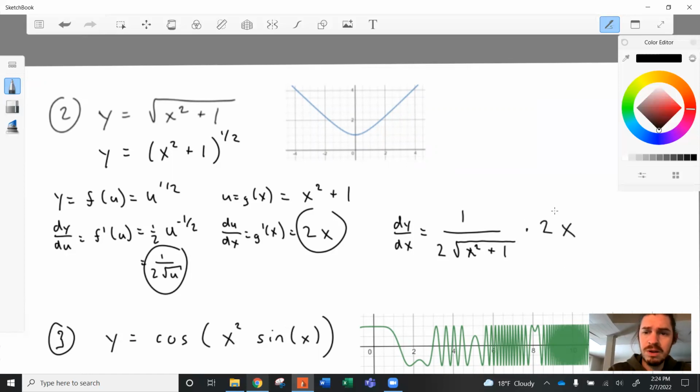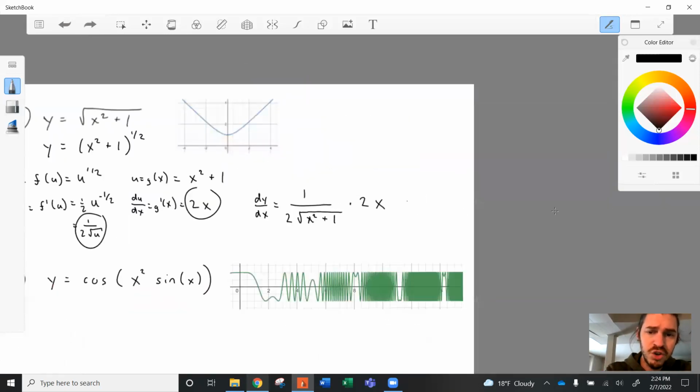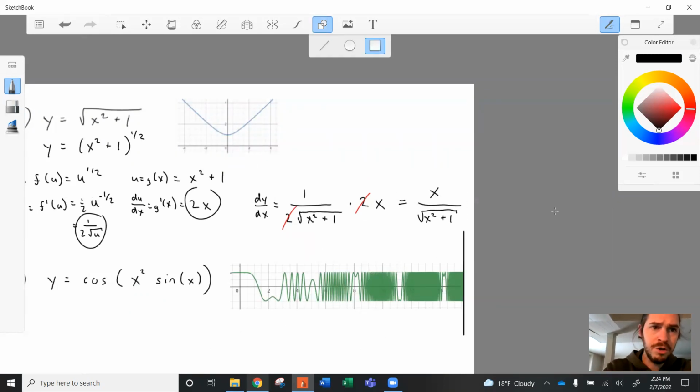And if you want, you can rewrite that with the 2x in the numerator. Actually, the 2's cancel. We could, if we want, simplify this. I want to stress, for my class, you don't need to simplify the result of the derivative. But if you wanted to, you could write it out like x divided by the square root of x squared plus 1. That's our derivative.